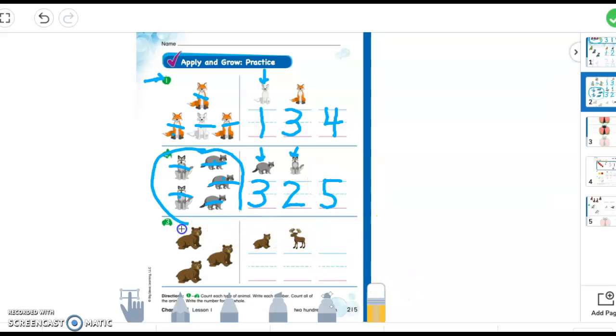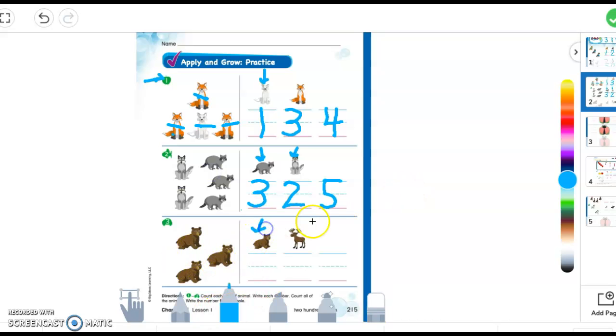Okay, now we have bears and reindeer. Let's look at our set. We have how many bears? 1, 2, 3. Part of our set is 3 bears. How many reindeer? Oh, part of our set has 0 reindeer. And how many do we have as a whole? 1, 2, 3. So 3 and 0 is 3.